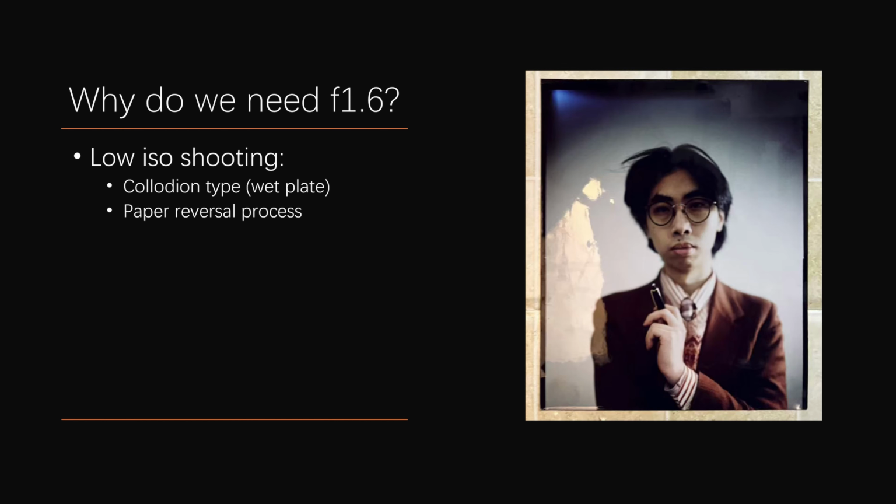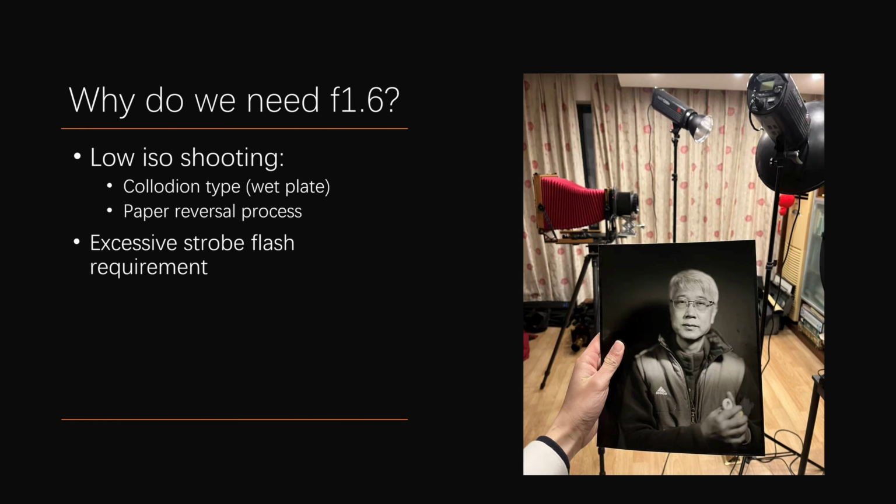Another one is the photo paper reversal process. Basically you take photo paper which is designed for enlarging, not for shooting pictures, but you do it anyway, reverse process it, and you get a positive image. It's another reason, for the black and white version.